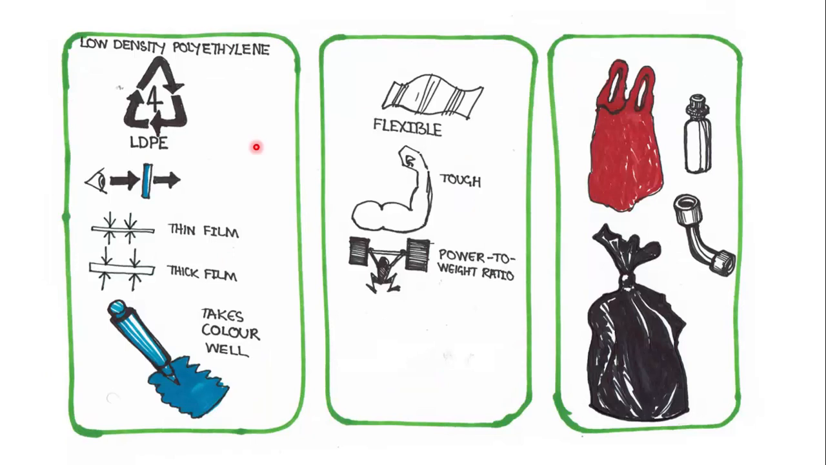Right, okay, so low density polyethylene, or LDPE, is the fourth in the classification with the Mobius symbol. It's clear to see through. You get it in thin or thick film, easy to color in or add pigments. It's quite flexible. It's tough. It has a high strength to weight ratio, and you can use it to make bottles. The most common things are plastic bags, bin bags and pipes.